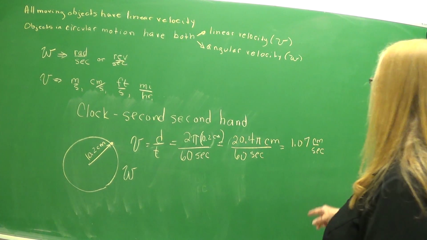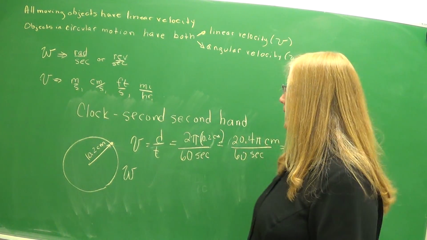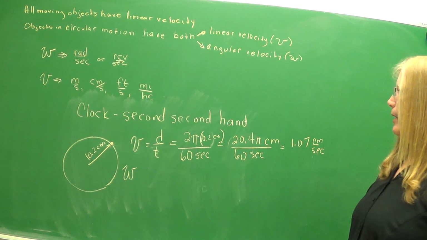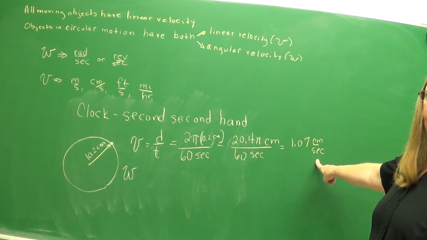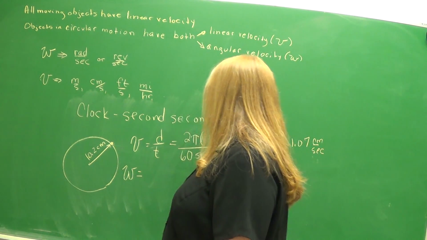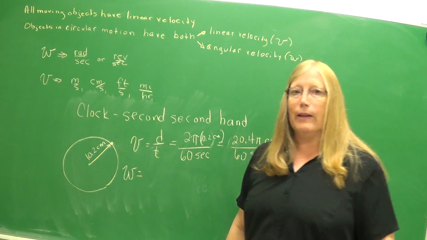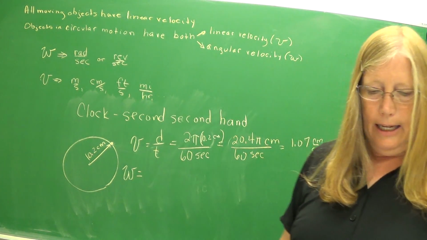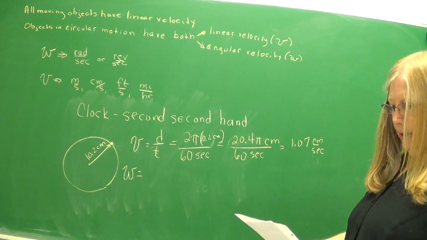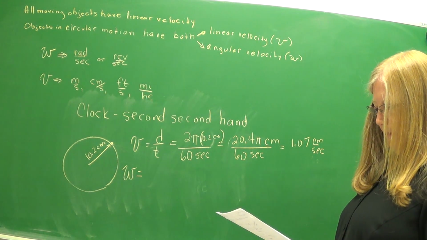So notice we ended up with centimeters per second. That is one of the types of velocity units for linear velocity, which we are expecting. So there we go. How about angular velocity? Alright, recall we're looking for radians per second or revolutions per second. And so I will probably show you both of those.